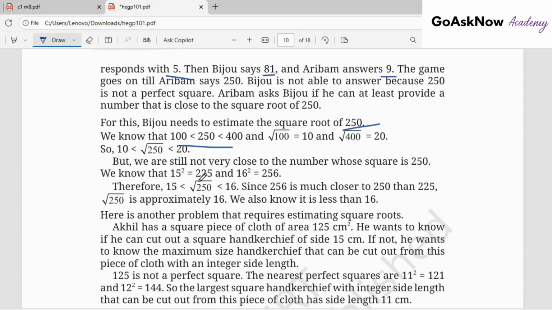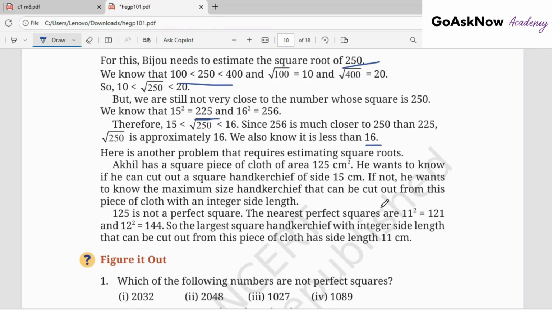We know that 15 squared is equal to 225, 16 squared is equal to 256. Therefore, 15 is less than the square root of 250, which is less than 16. Since 256 is much closer to 250 than 225, the square root of 250 is approximately 16. We also know it is less than 16.